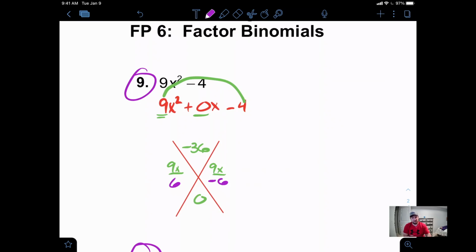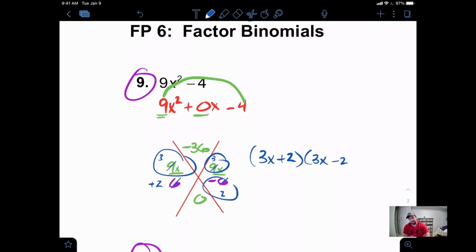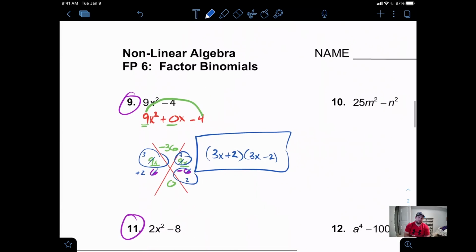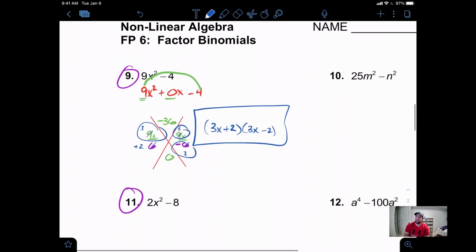0. So at this point, always look to see if you can reduce. I could make this into 3 over 2, and same with this. So I could rewrite this as 3x, and this is positive 2, so plus 2, and 3x minus 2, which will make this my answer. Great job. Let's look at problem number 11.